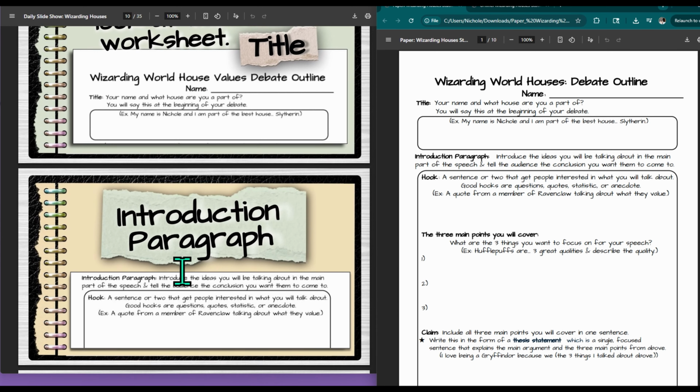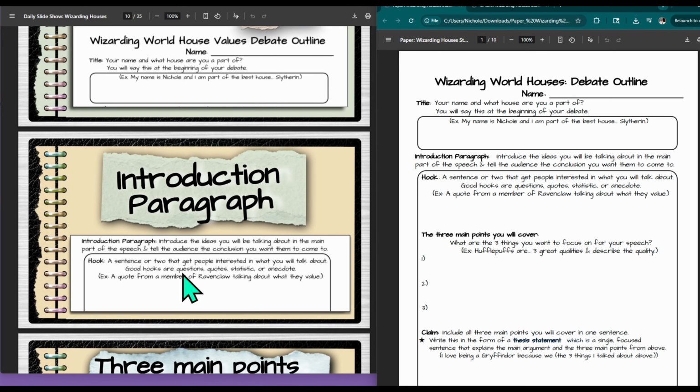Over here, we've got the introduction paragraph. Once everyone is done with this one, I move to the introduction paragraph. I walk around and I make sure everyone does it with me. It just helps the learning process go faster, and it helps me not have as many questions. Not many of the same question a million times.